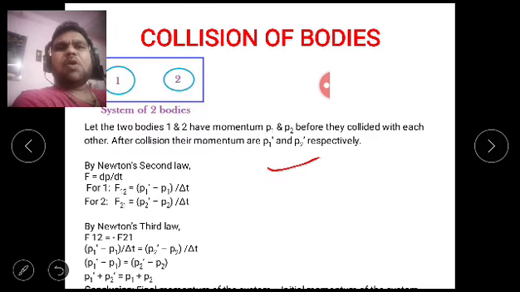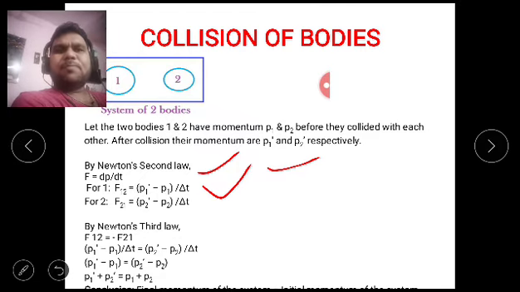Although we don't need to study the second law of motion here, we will briefly borrow the formula, and we know that F is equal to dP by dt. This is the second law of motion in mathematical form. So we are talking about F12. F12 means force on body 1 due to body 2.